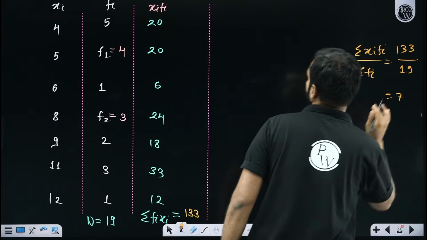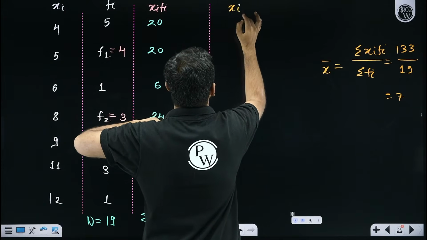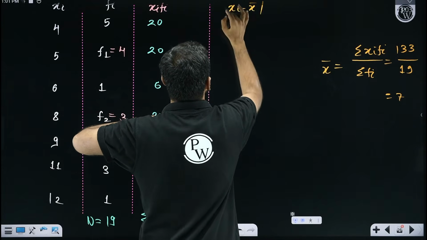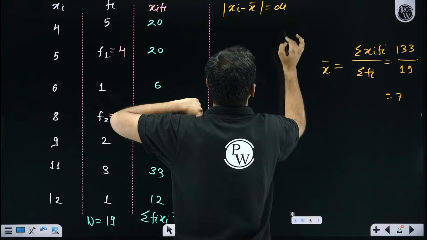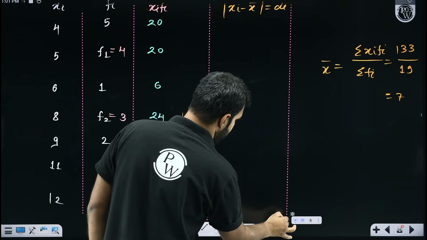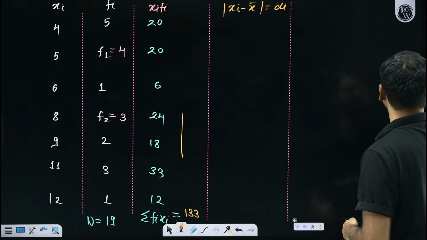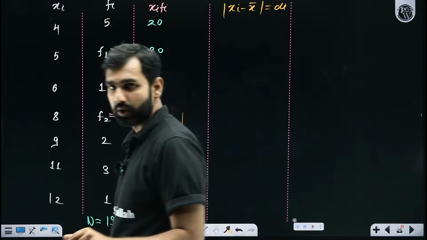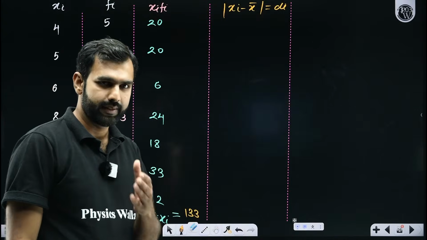Perfect. Brilliant. So if I have received X bar as 7, I'll be finding xi minus x bar. I hope you understand, this is the di. I hope you remember that. No confusion on that. So with this, I am now interested in writing the di here. How did I find X bar? Everybody knows that.